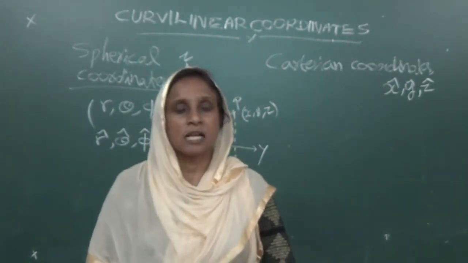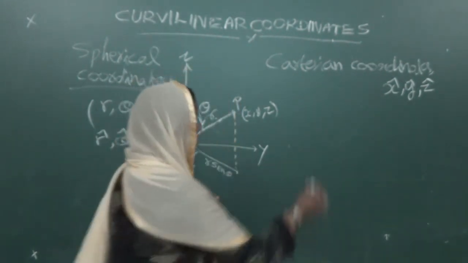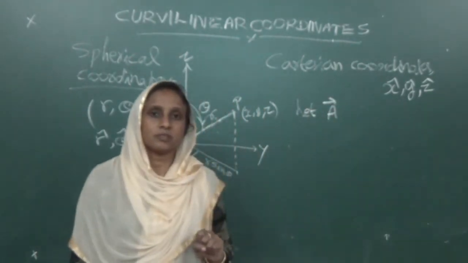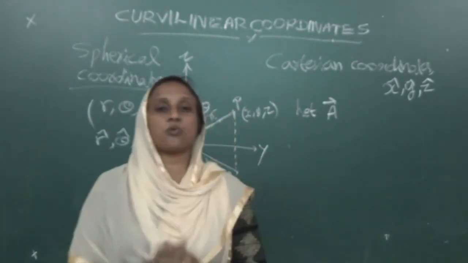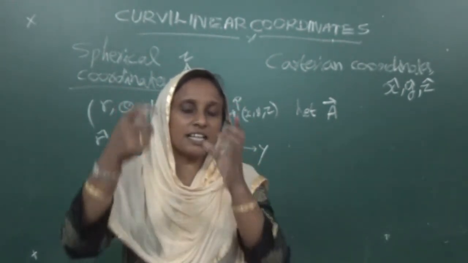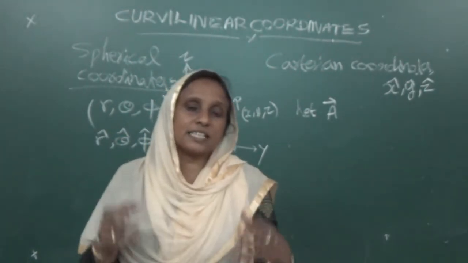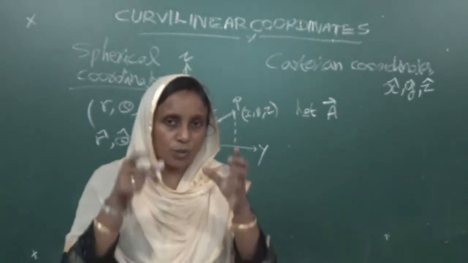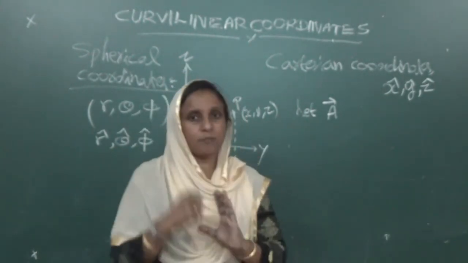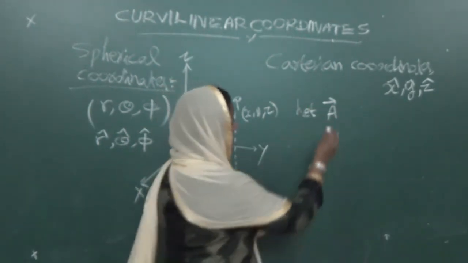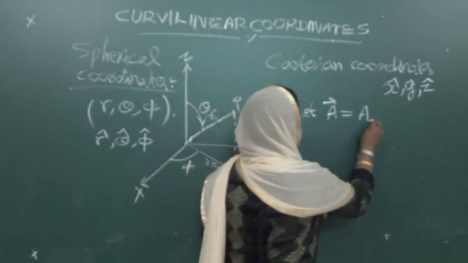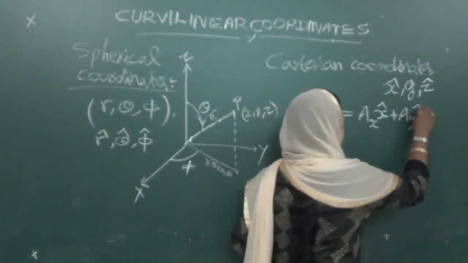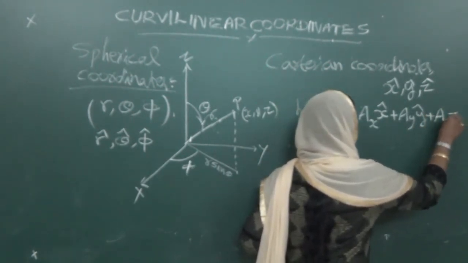Okay, for example, suppose we have a vector A. Then this vector A is an abstract quantity. We can take its components by attaching a coordinate system to this vector. If you use the Cartesian coordinate system, you can write this vector A as Ax x cap plus Ay y cap plus Az z cap.